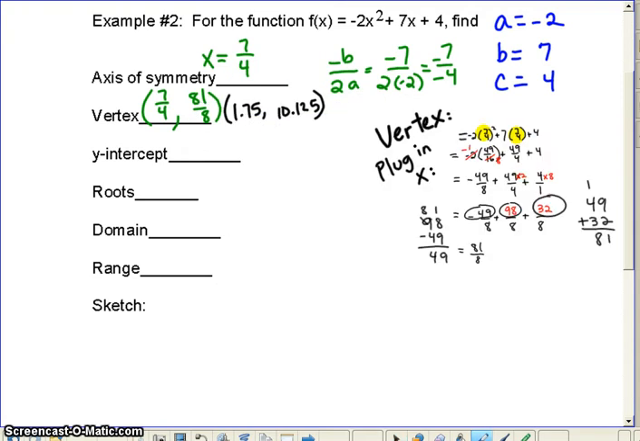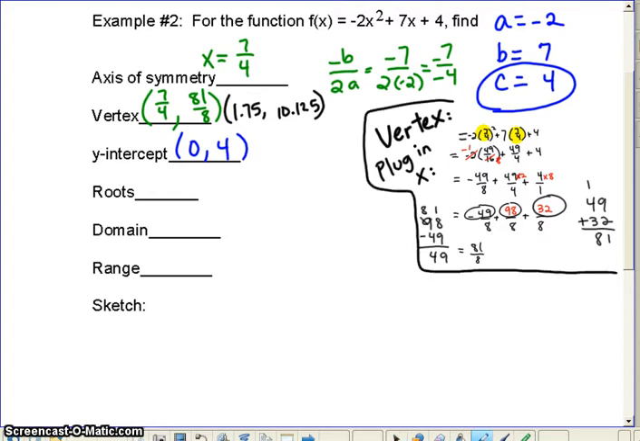All right, the y-intercept, remember the y-intercept is going to be 0, comma, whatever c is. C is 4, so 0, 4 is where it's going to cross the y-axis. Okay, the next little bit of work that we're going to have to do, we had to do quite a bit over here for the vertex. Now we're going to have to find the roots, so we're going to solve for x. We already have a, b, and c listed from the standard form, so let's use the quadratic formula.